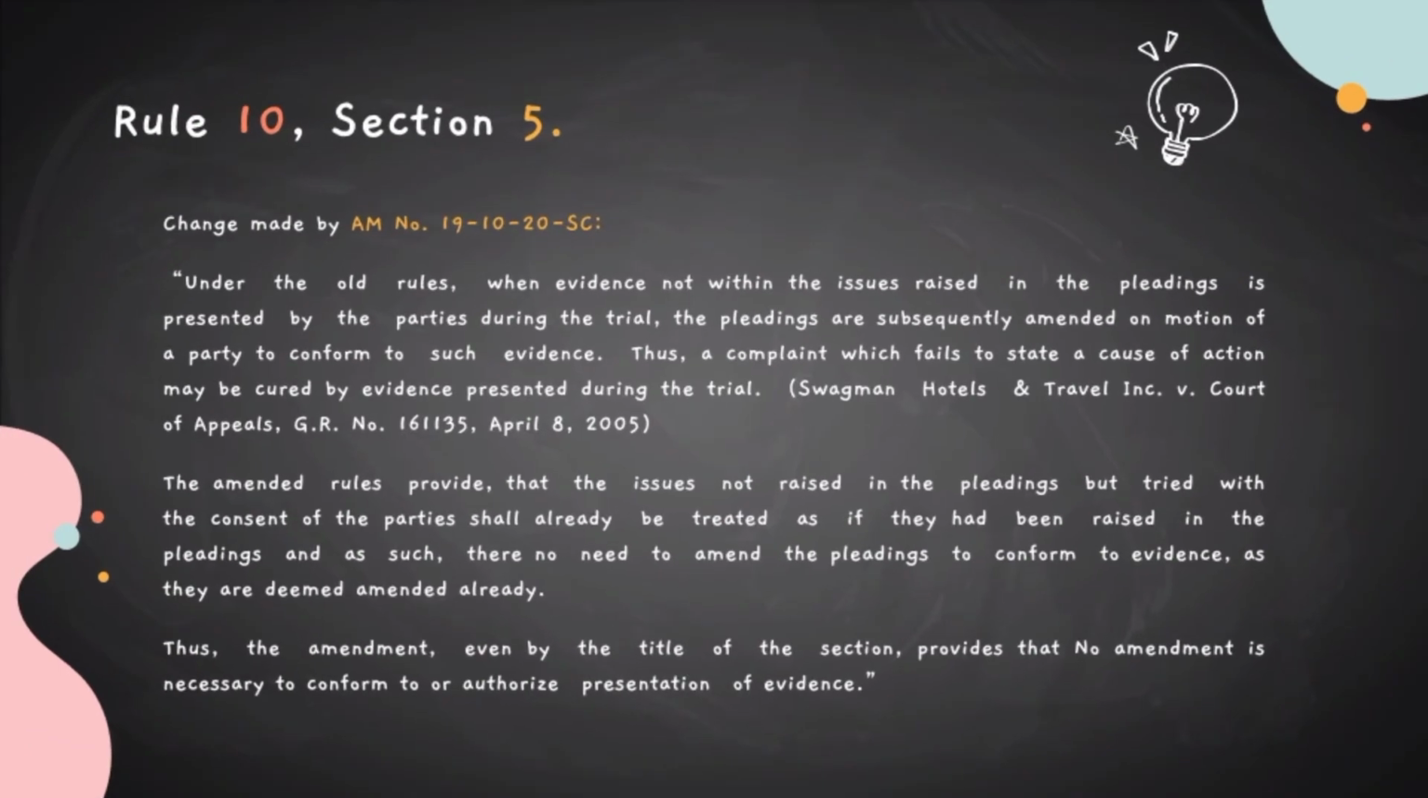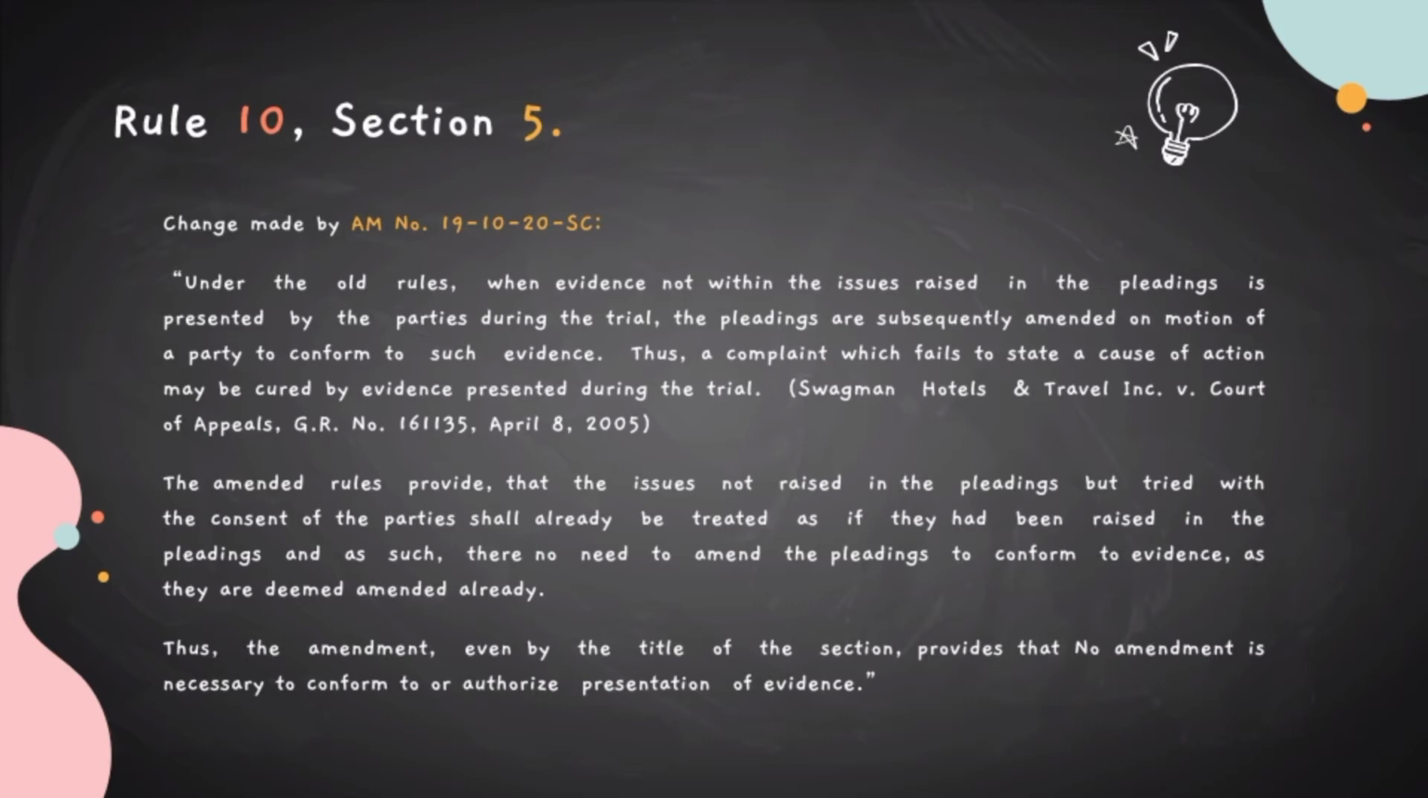Under the old rules, when evidence not within the issues raised in the pleadings is presented by the parties during the trial, the pleadings are subsequently amended on motion of a party to conform to such evidence. Thus, a complaint which fails to state a cause of action may be cured by evidence presented during the trial. The amended rules provide that the issues not raised in the pleadings but tried with the consent of the parties shall already be treated as if they had been raised in the pleadings, and as such, there is no need to amend the pleadings to conform to evidence, as they are deemed amended already.